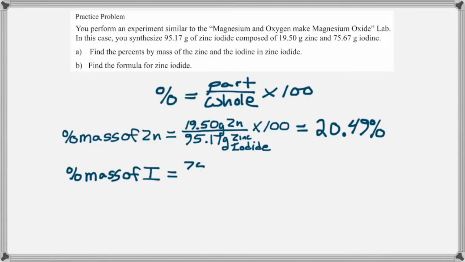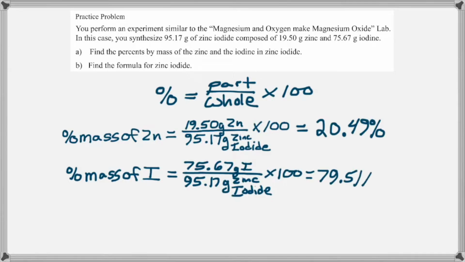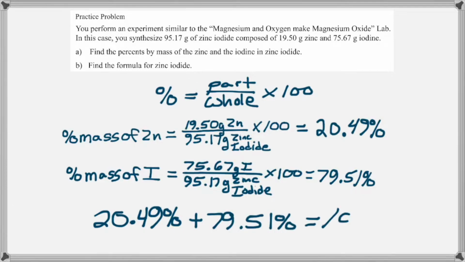We do the same thing with the iodine, comparing the amount of iodine we would have started with to the total amount of the zinc iodide. And here we get 79.51% of the material by mass was iodine. You won't be surprised to find that if you add the two percentages, they come to 100.